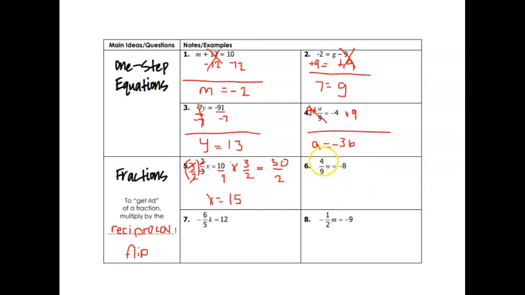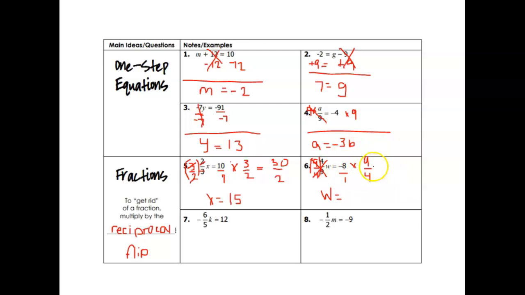The next one, same. We got 4 over 9 w equals negative 8. So I know that the reciprocal is just going to be 9 over 4. Okay, so I'm multiplying by 9 over 4 to the left. I'll do the same to the right. Multiply by 9 over 4 on the right, and that negative 8 is over 1. Okay, now, if I look to the left, everything cancels, okay? So I just end up with a w, and it equals, let's look to the right.